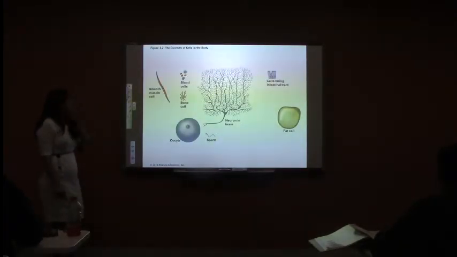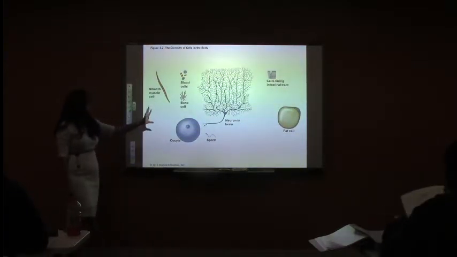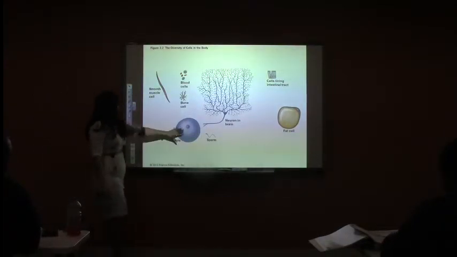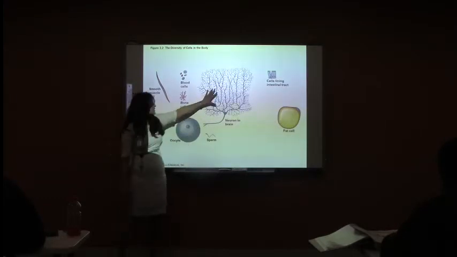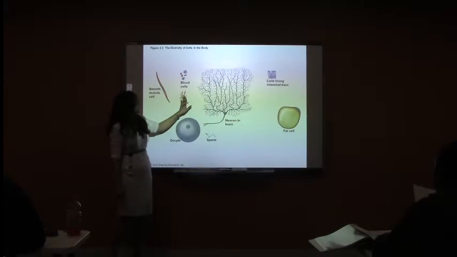Now, these are different cells in our body, and as you can see, this slide is just to show you the comparison of the size. Okay? This is an egg, a female egg. This is a sperm. You can see the size difference. This is a neuron, which is a brain cell. You could see this is a bone cell. What is the size difference?